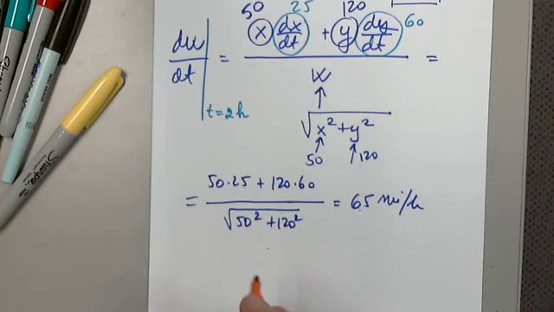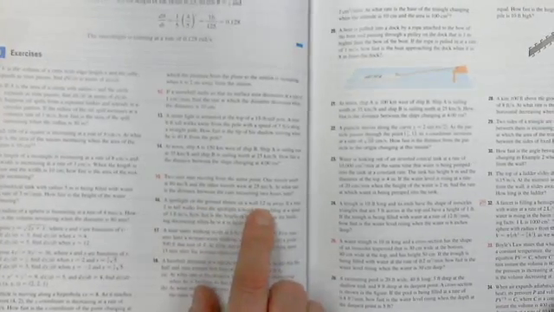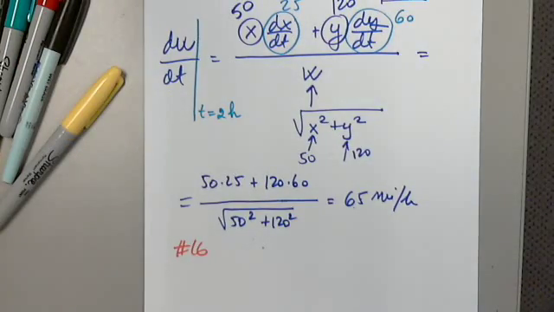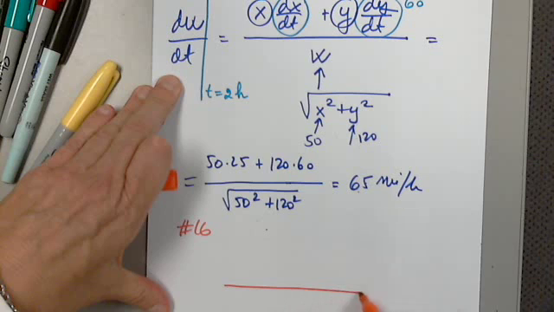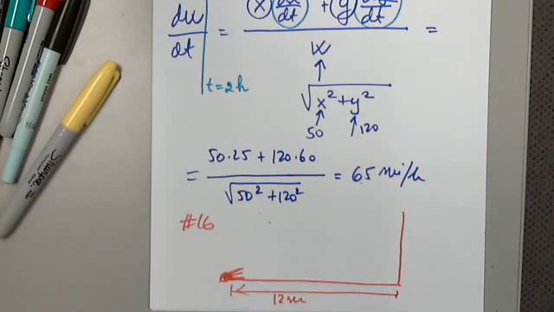Number 16. Let's read it together. A spotlight on the ground shines on the wall 12 meters away. Okay, that's my first sentence. I'm going to present the wall. I'm going to show the 12 meters, and here is the light, the spotlight or flashlight.